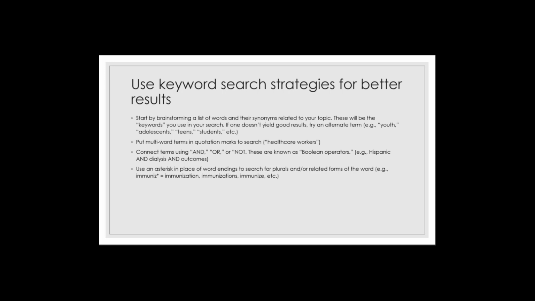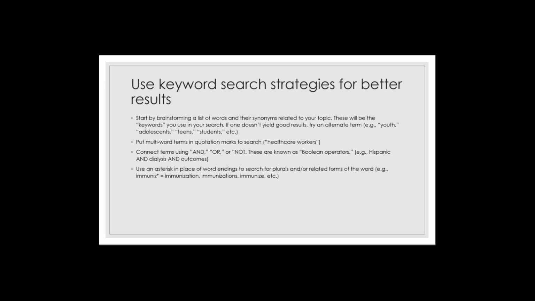In order to search for multiple terms or ideas, connect terms using and, or, not. These are called Boolean operators, and they allow you to do more sophisticated searches. An example of this would be a search for Hispanic and dialysis and outcomes, which would give you much more focused results than any of these terms individually.